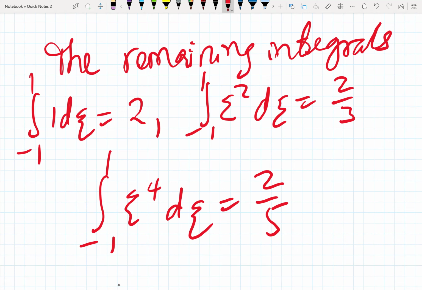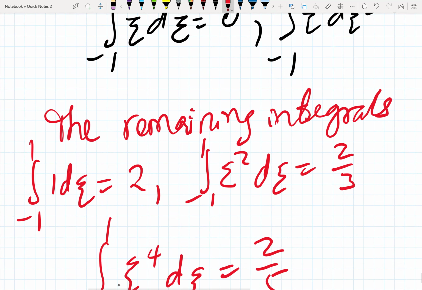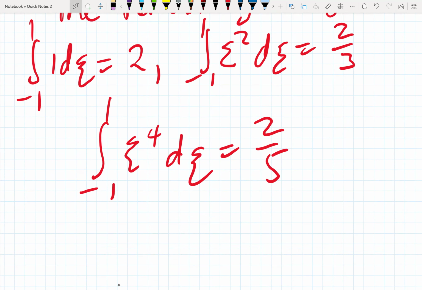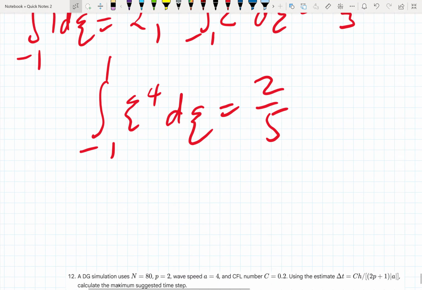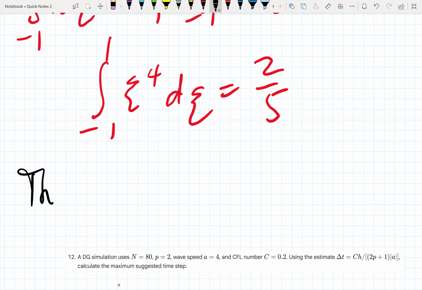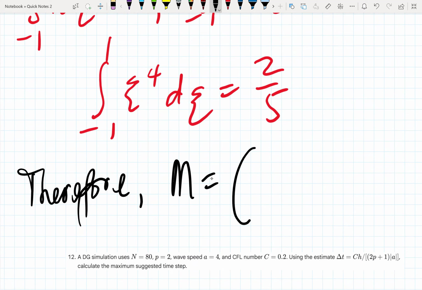But for 1, psi squared, and psi raised to power 4, we get 2, 2 over 3, 2 over 5, and so on. Therefore, we can get the mass matrix. We have M to be 2, 0, 2 over 3. Then we have 0, 2 over 3, 0. And then we have 2 over 3, 0, 2 over 5. And that is the mass matrix we need right there.